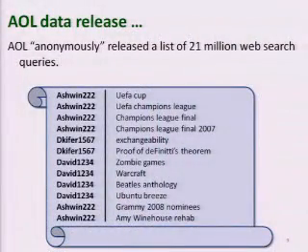AOL altruistically released a list of 21 million web search queries in order to support information retrieval research. They anonymized the data by taking these user IDs and replacing them with unique random numbers. So now you don't really know who posed what kind of query. And they thought, cool, privacy is preserved, everything is hunky-dory.